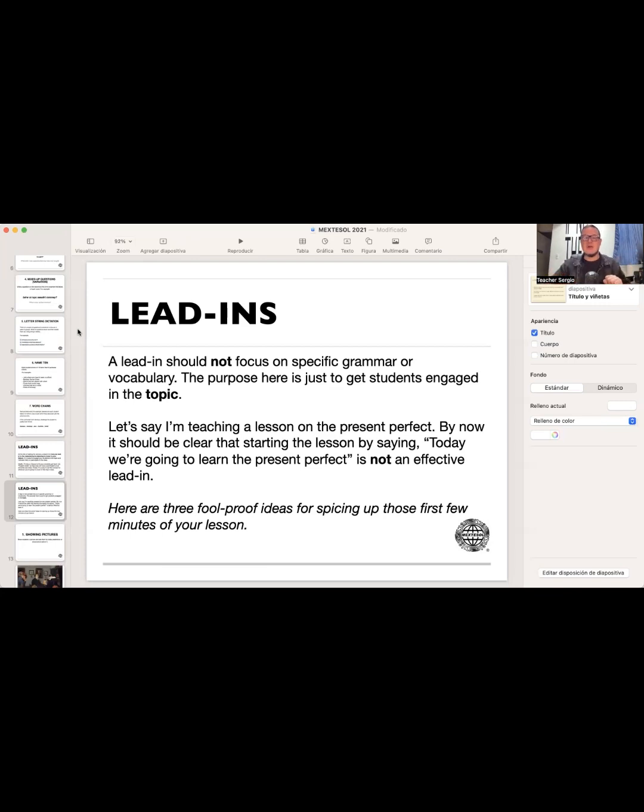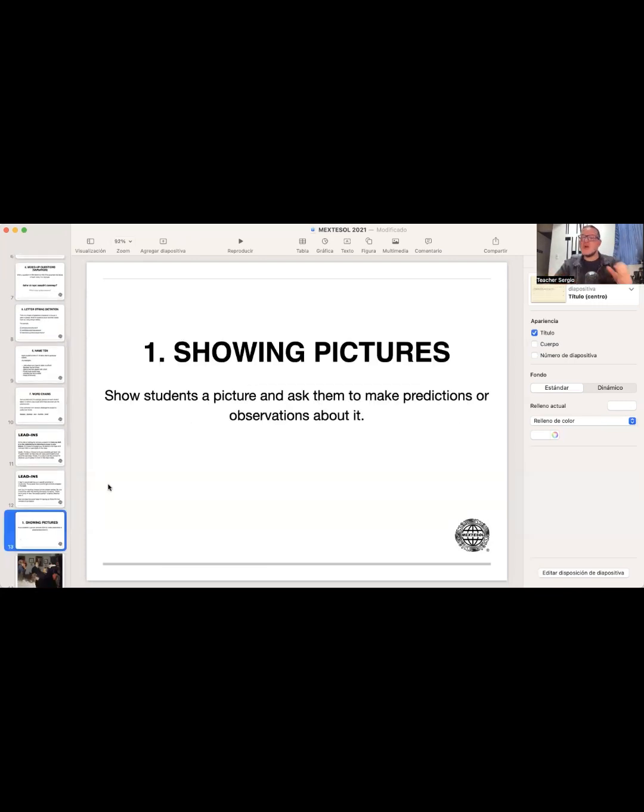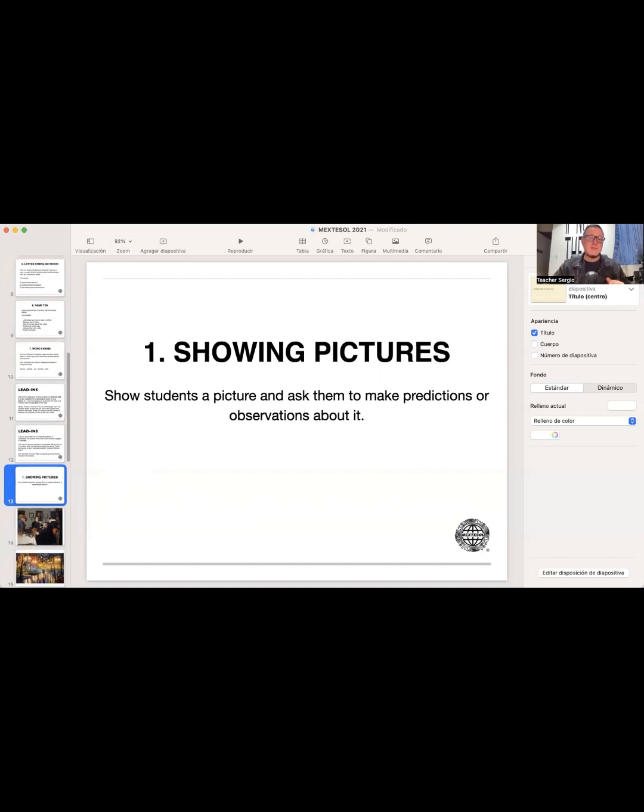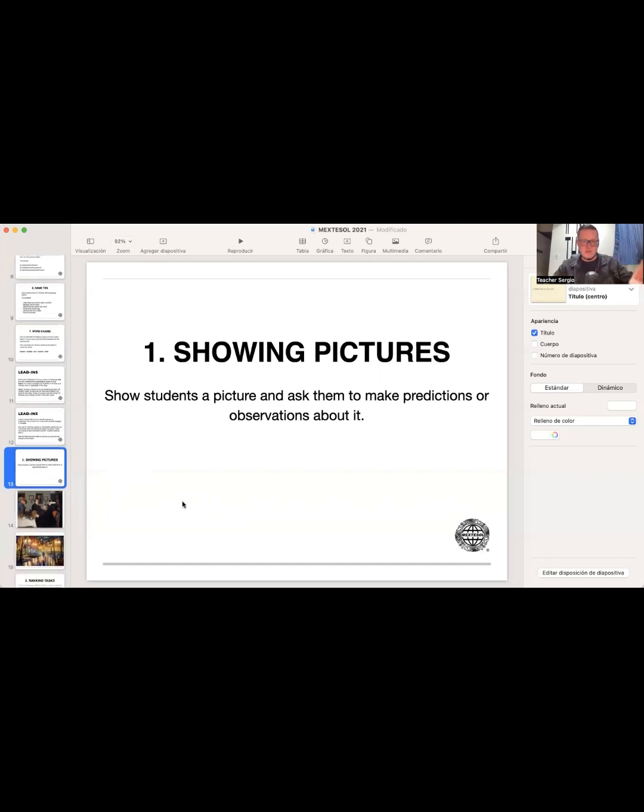And this is what we're going to do. For example, showing pictures is a very, very good idea. Imagine you're working on pieces of clothing, or on adjectives, on descriptions, etc. Normally, I like my students to describe pictures for around 30 seconds, 1 minute, or 2 minutes, depending on their level. But for example, I'm going to tell you this. It says, show your students a picture and ask them to make predictions and observations about it.